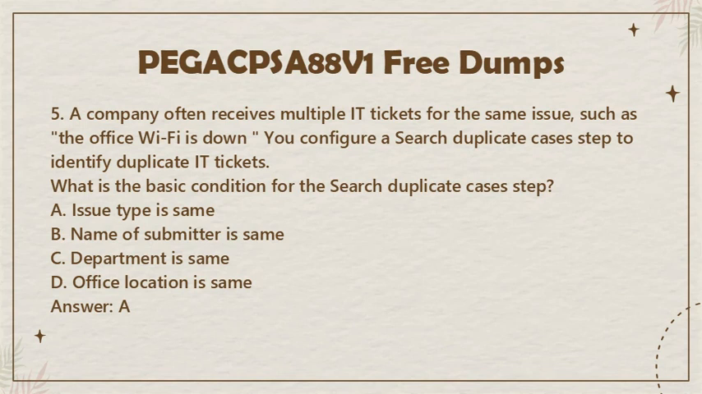5. A company often receives multiple IT tickets for the same issue, such as the office Wi-Fi is down. You configure a search duplicate cases step to identify duplicate IT tickets. What is the basic condition for the search duplicate cases step? A. Issue type as same. B. Name of submitter as same. C. Department as same. D. Office location as same. Answer. A.